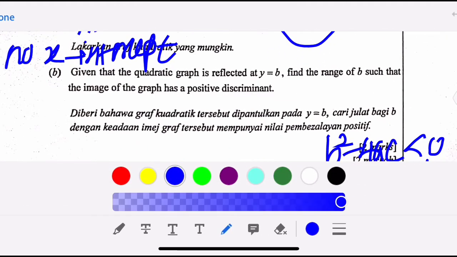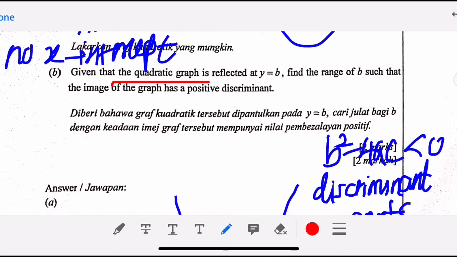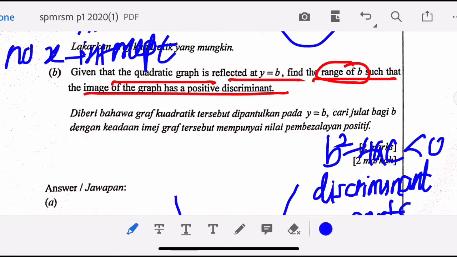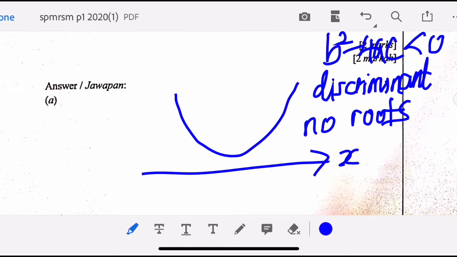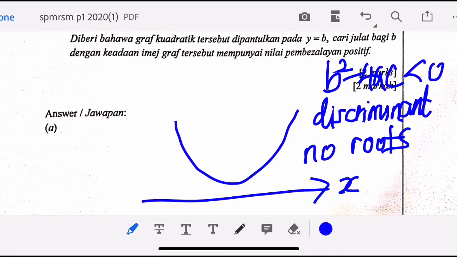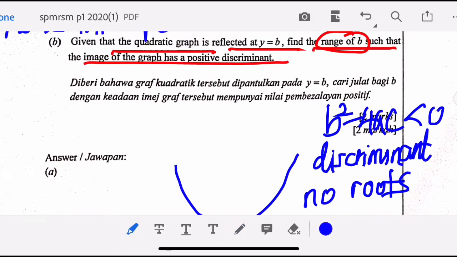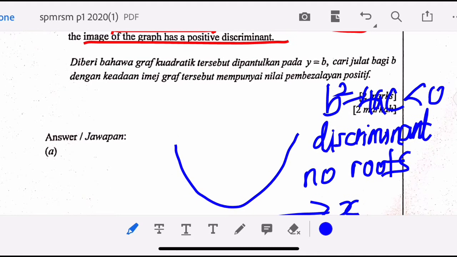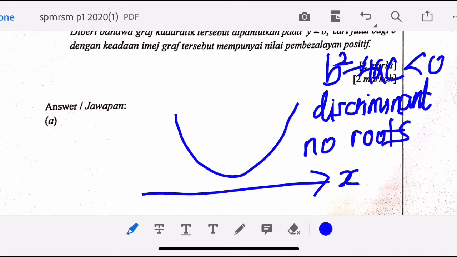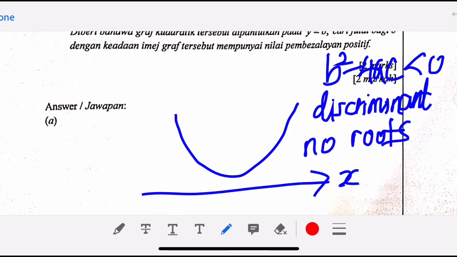Now the most challenging one is this one. The quadratic graph is reflected at y equal to b, and find the range of b such that the image of the graph has a positive discriminant. So let's say we have y equal to b. Okay, so y equal to b is actually a horizontal line. So we can just sketch like this.